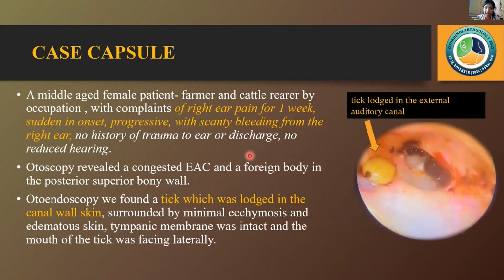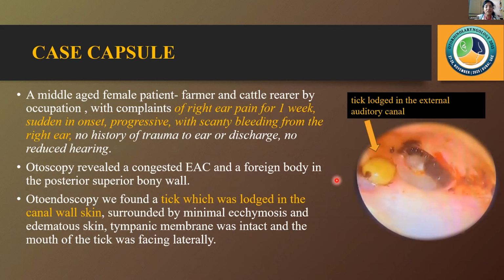and she was a farmer and a cattle rearer by occupation. She hails from rural Karnataka, one of the southern states of India. She came to us with complaints of right ear pain for about a week. It was sudden in onset and progressive. She also had scanty bleeding from that right ear, but no history of trauma. She had no history of ear discharge, nor any history of reduced hearing.